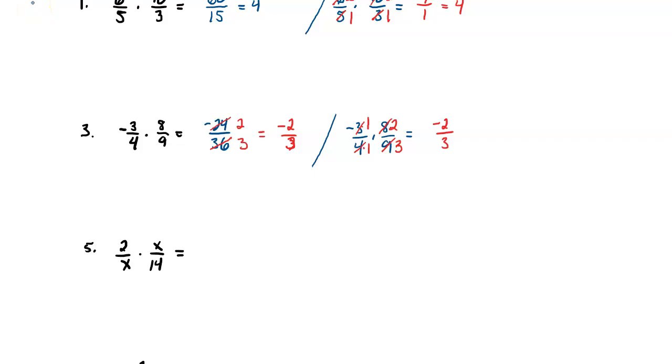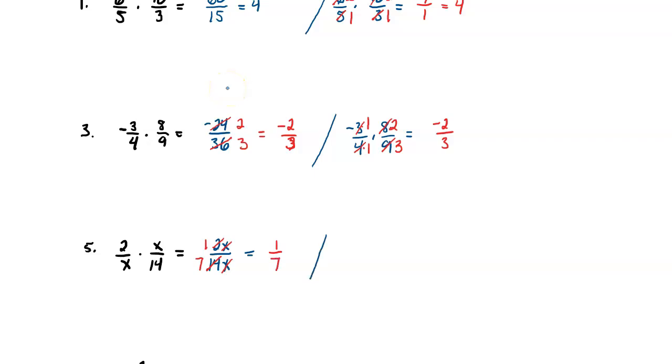Now, problem 5. 2 times x is 2x. In the bottom, x times 14 is 14x. Now simplify. The x in the top cancels the x in the bottom. 2 divides by 2 once, and 14 divides by 2 7 times. The result is 1 over 7.